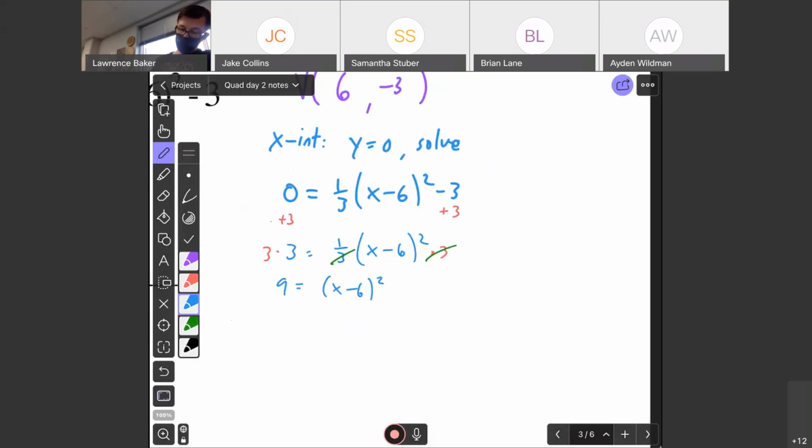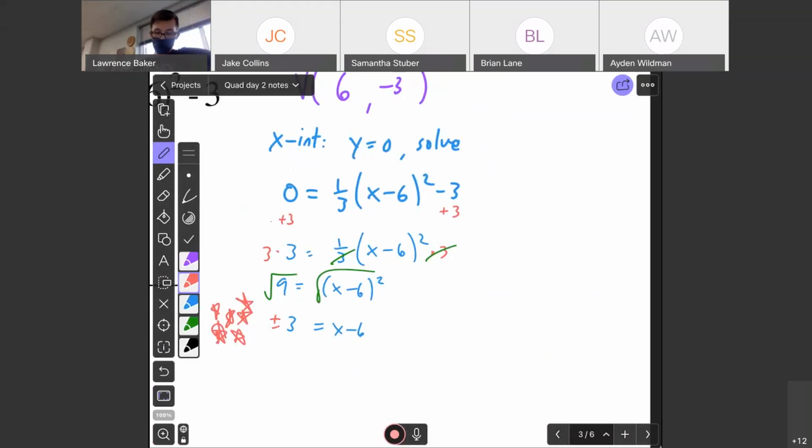Get rid of squares. Square root both sides. Right hand side, the square and the square root cancel, so we're just left with x minus 6. Left hand side says square root of 9 is 3. But then we say, oh, but wait, you do the plus minus again. Might be you just need to draw your attention to that. Okay, forget about plus minus there.